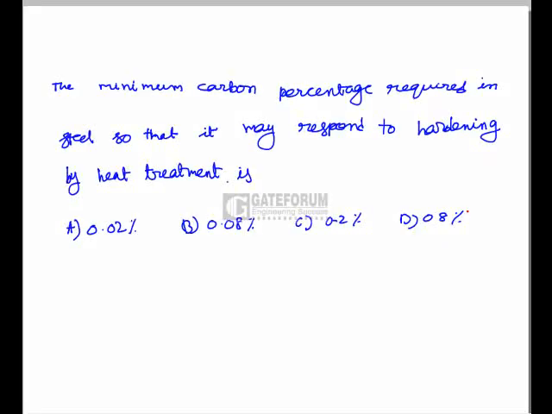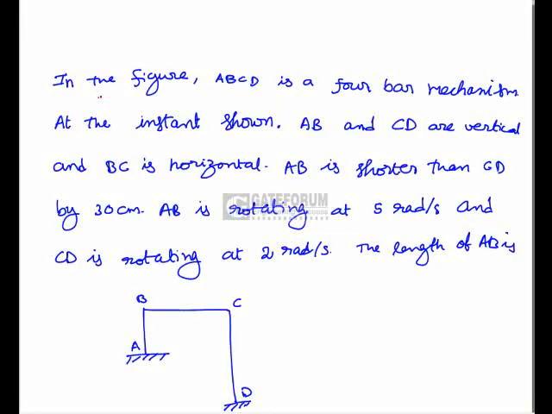The minimum carbon percentage required in steel so that it may respond to hardening by heat treatment: the right answer is 0.02%. In the figure, ABCD is a 4-bar mechanism. At the instant shown, AB and CD are vertical and BC is horizontal. AB is shorter than CD by 30 centimeters. AB is rotating at 5 radians per second and CD is rotating at 2 radians per second. Then the length of AB is.